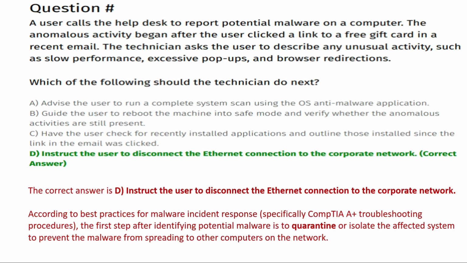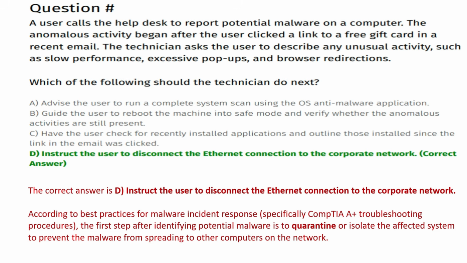Option A, advise the user to run a complete system scan using the OS anti-malware application. Option B, guide the user to reboot the machine into safe mode and verify whether the anomalous activities are still present. Option C, have the user check for recently installed applications and outline those installed since the link in the email was clicked. Option D, instruct the user to disconnect internet connections to the corporate network.